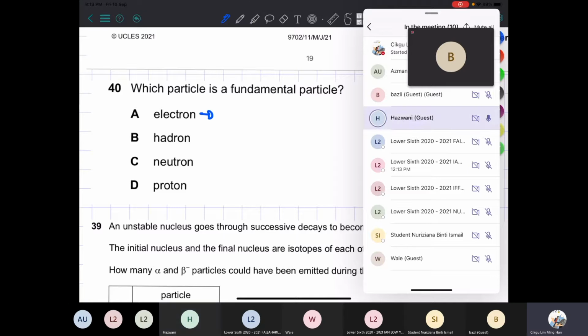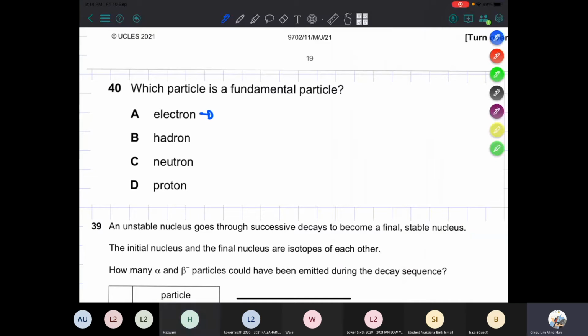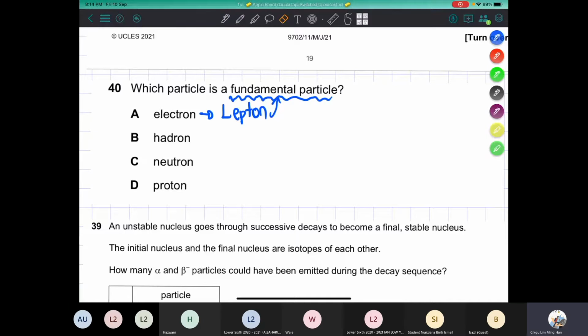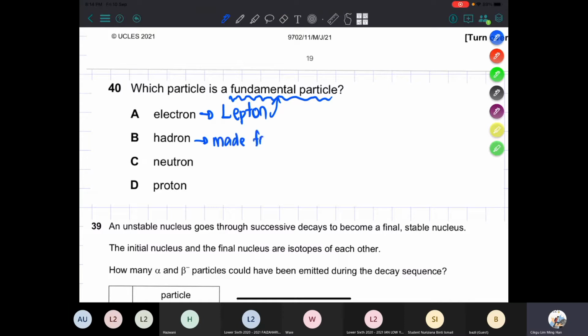Remember? Lepton, yeah, lepton. You are correct. Thank you, Haswani. So it's a lepton. So lepton is a fundamental particle. Okay, hadron. For your info, hadron is not fundamental because it is made from quarks.